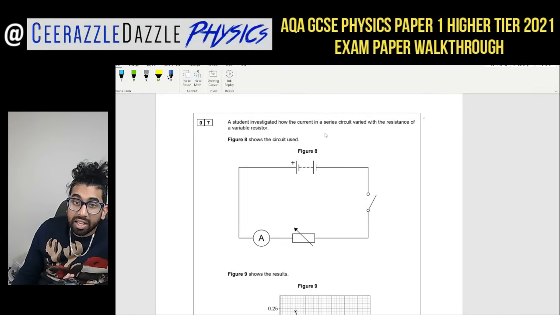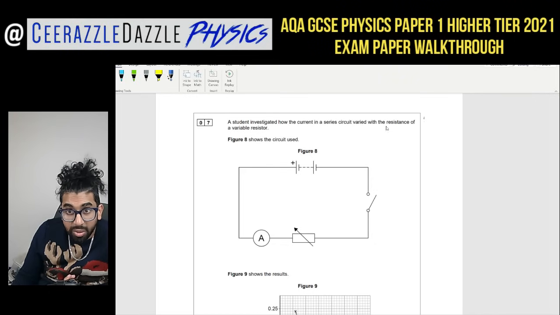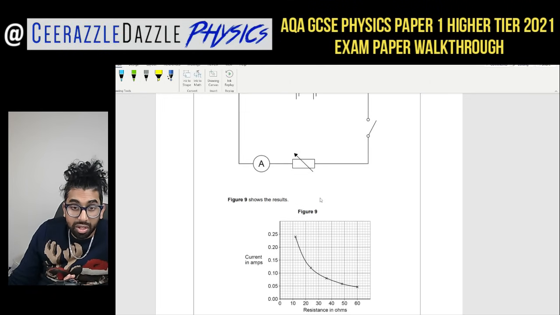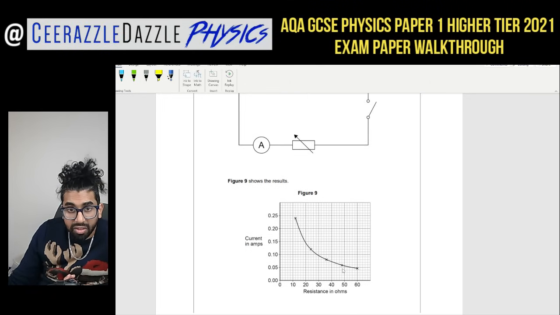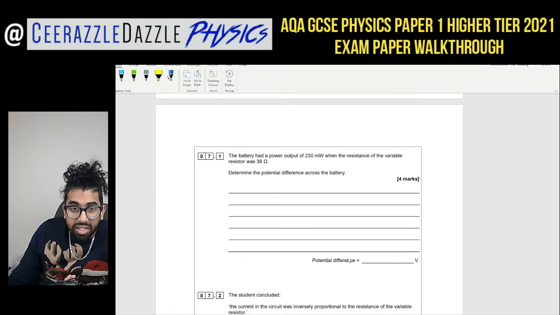A student investigated how the current in a series circuit varied with the resistance of a variable resistor. Figure 6 shows the results. Okay, current and resistance over here. Right, next one's going to be this. The battery had an output of 230 milliwatts and the resistance of a variable resistor was 36 ohms. Determine the potential difference across the battery.